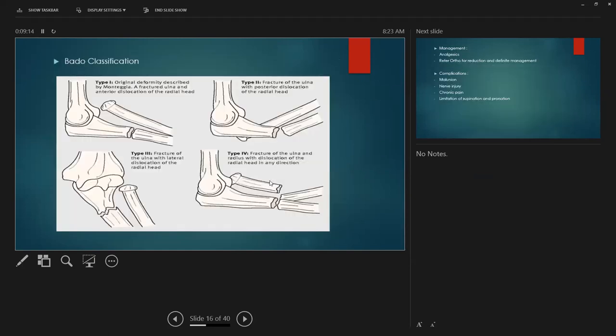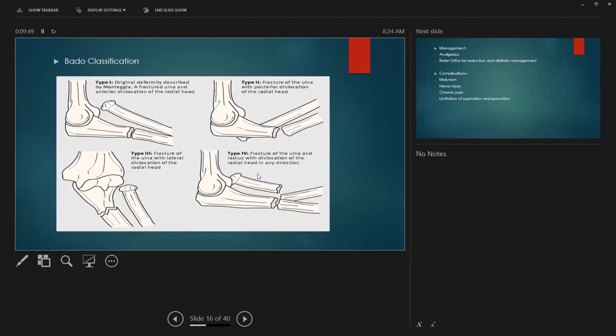Next, for Monteggia fracture, we have a classification called the Bado classification. It's divided into four types. Type one is your ulna fracture with anterior dislocation of the radial head, meaning the radial head is anteriorly dislocated. Type two is your fracture of the ulna with posterior dislocation of your radial head. Type three is a fracture of your ulna with lateral dislocation of your radial head. Type four is your fracture of ulna and radius with dislocation of your radial head.